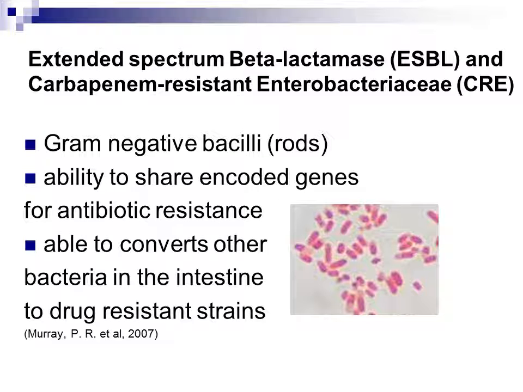The fourth and last MDRO which will be discussed is the ESBL producer and the CRE strain of organisms. These organisms are described as gram-negative bacilli. That is, they are rod-shaped and stain red using the gram stain method. They contain encoded genetic material for antibiotic resistance that can easily be shared with other similar bacteria. All it takes is one ESBL producer or CRE strain to convert a population of nearby bacteria from being multi-drug sensitive to multi-drug resistant.